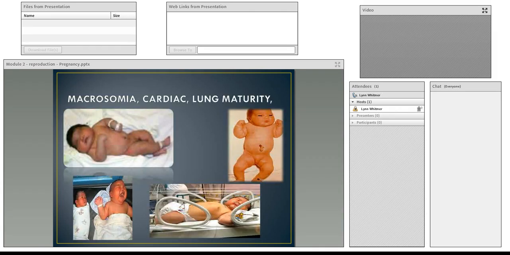These are pictures of some of our macrosomic babies. The baby on the top left is a macrosomic baby, and you see it looks like a little sumo wrestler. They're not pretty babies. The picture on your lower left, those babies are the same gestational age. The baby on the top right is a jaundice baby now.